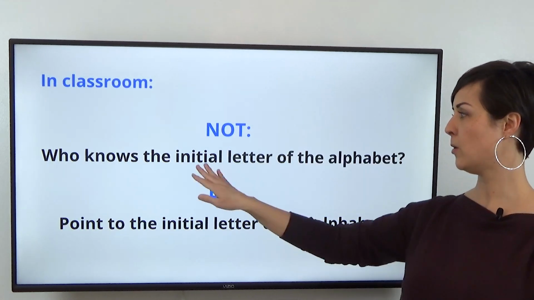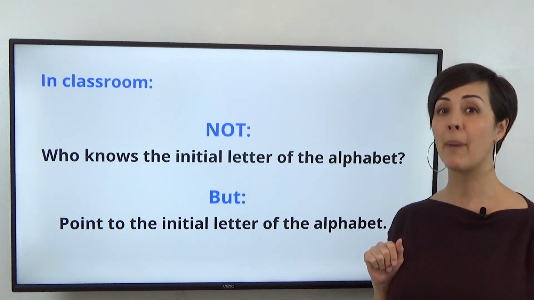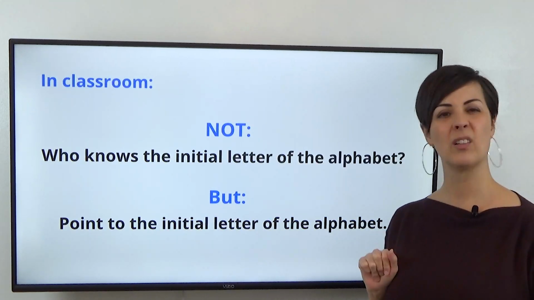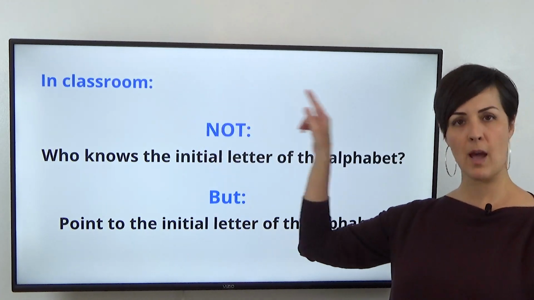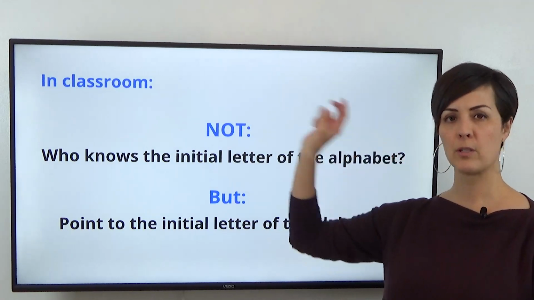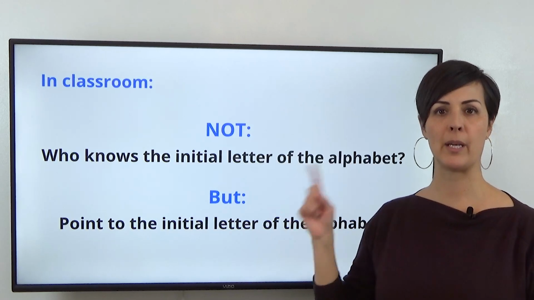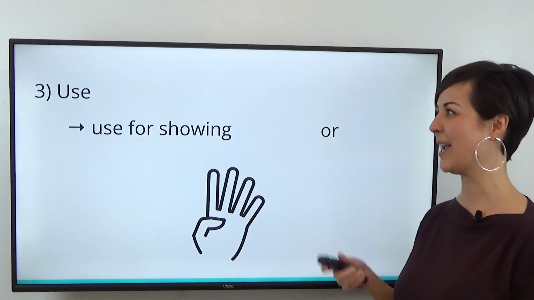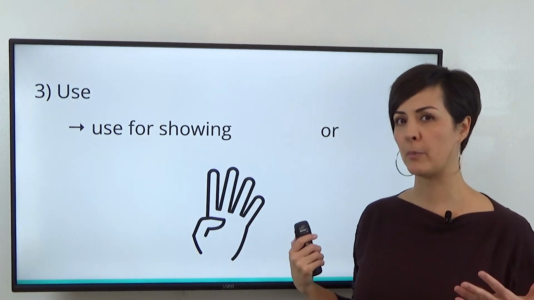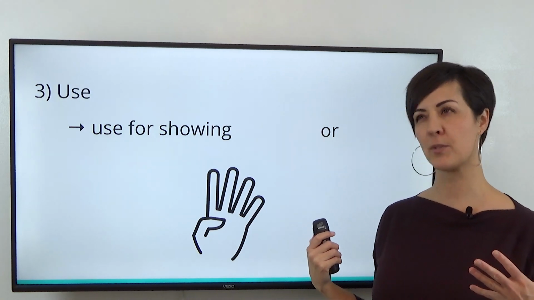I wouldn't want to say, who knows the initial letter of the alphabet, but point to the initial letter of the alphabet. And I have an alphabet strip somewhere in the classroom where students can point. The initial letter of the alphabet is A. Everybody is doing everything.